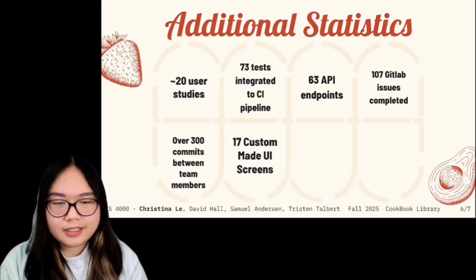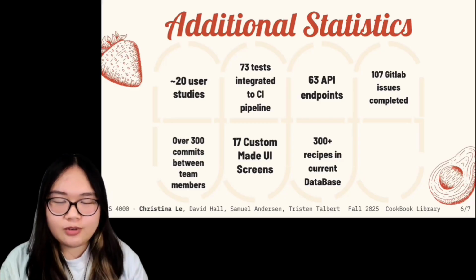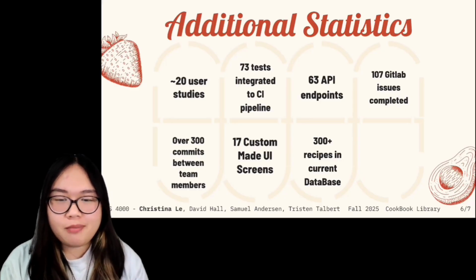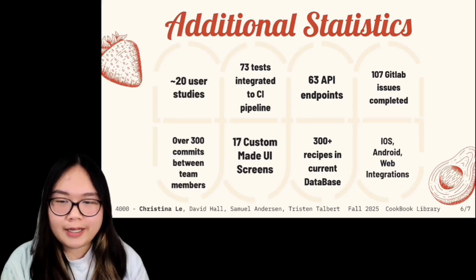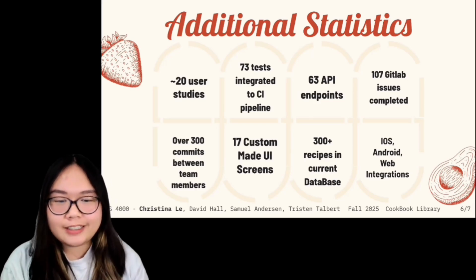We have 17 custom-made UI screens, over 300 recipes in our current database, and hopefully as more users use our app, we'll have more and more recipes to come. And then with our hosted backend, we have accessibility for iOS, Android, and web apps. And so anyone with any device can connect to our app.